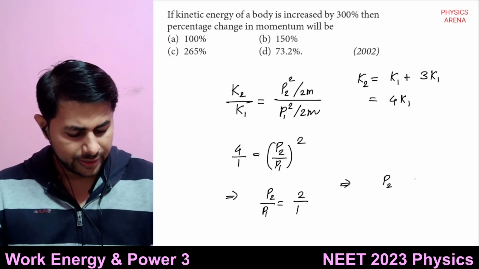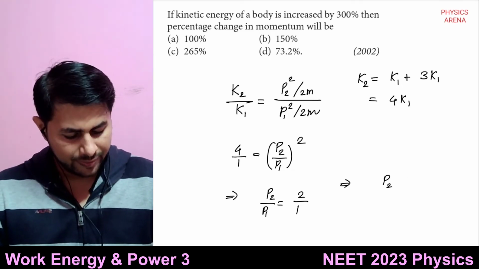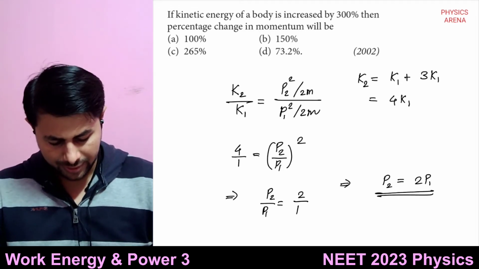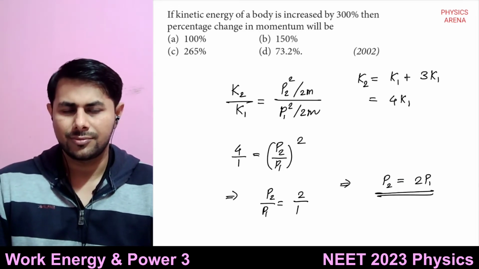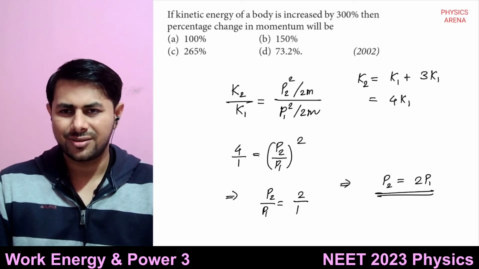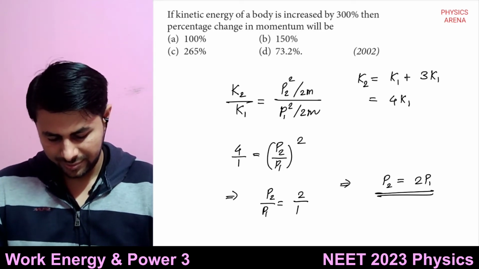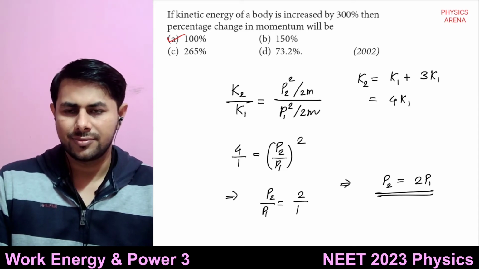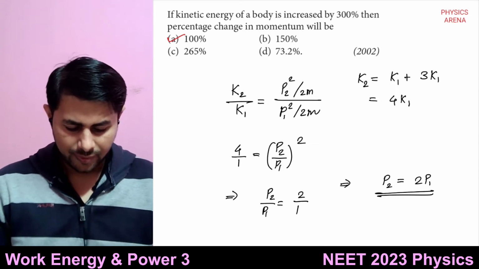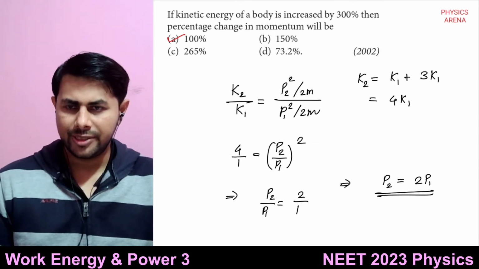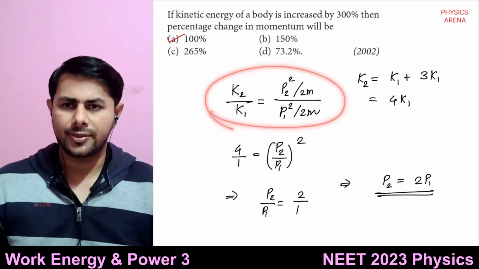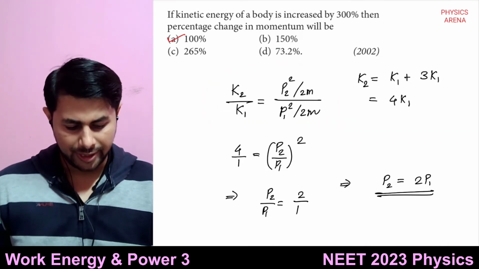So P2 is 200% of P1, or P2 equals 2 times P1. So how much is the increment? Increment is 100%. Okay, good. So it's again an extremely simple problem, and you don't have to do all this. You can do it in your mind.